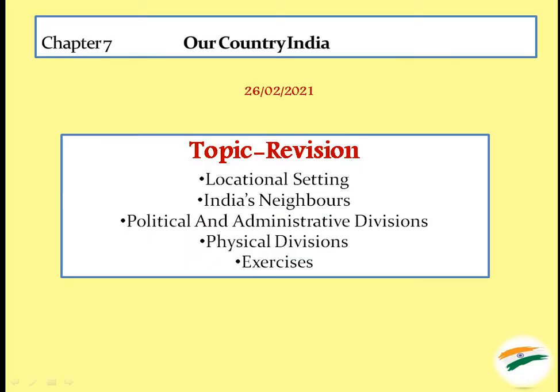Let's move. First, chapter number 7, Our Country India. On 26th Feb, we are going to revise the whole chapter in the following revision points. So, the revision points are: locational setting, where we talk about the location of India, then India's neighborhood countries. After that, we are going to see the political and administrative division of India. Then we are going to see the physical division of India. At the last, we are going to summarize by discussing the question answers.